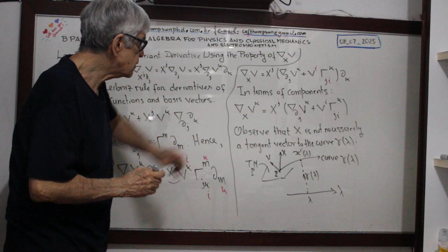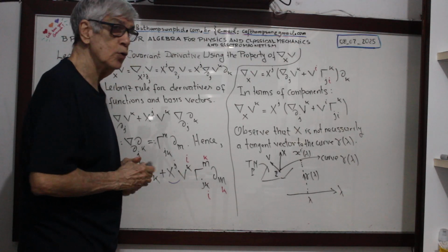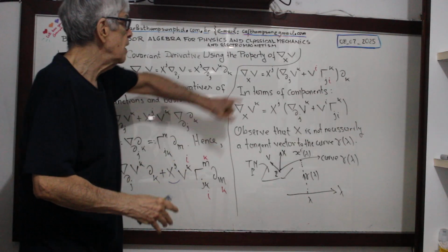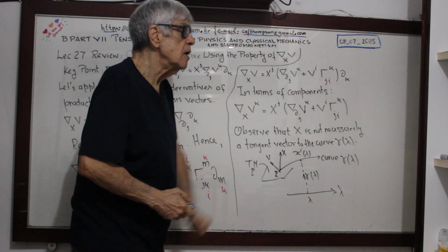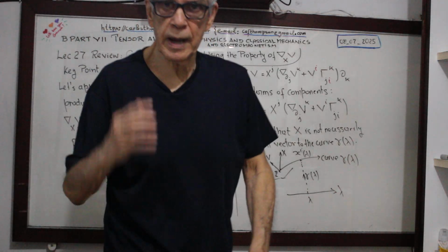You see, that's important. The covariant derivative using the key point. What is the key point? It is the property of the covariant derivative of v with respect to x.